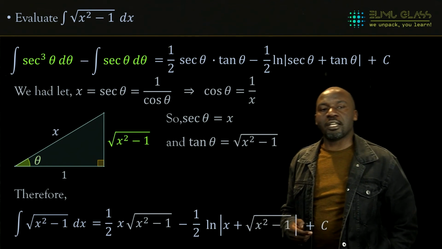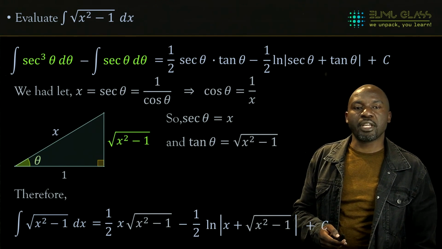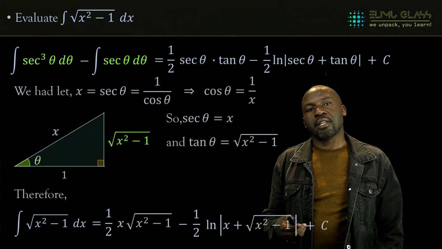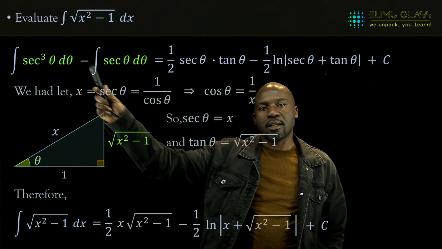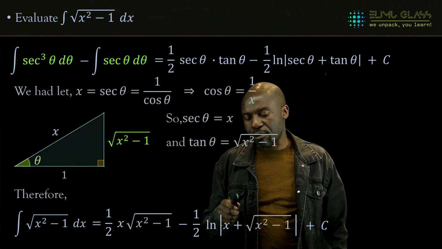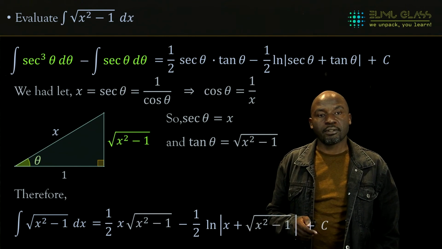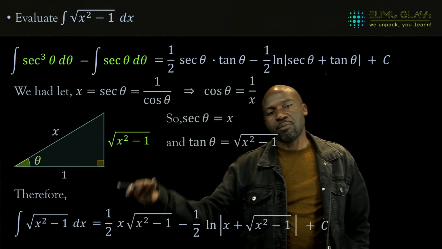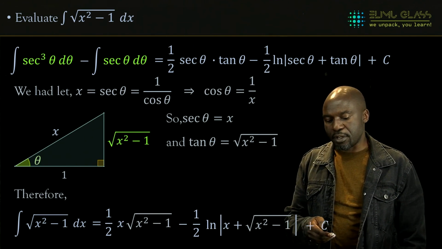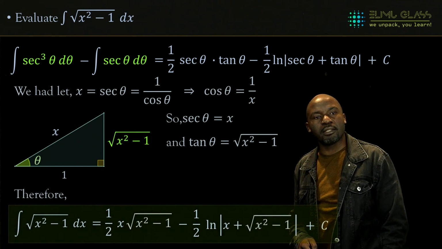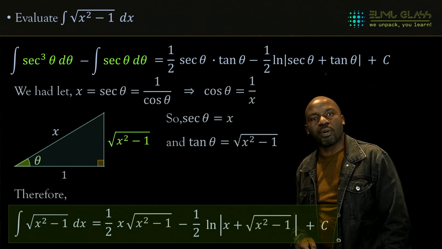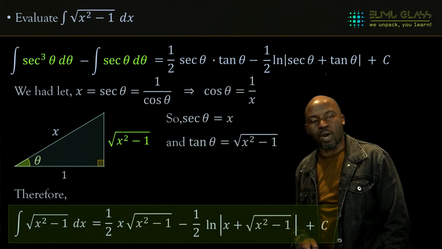So if you're starting this completely from the beginning, then you would need to remember the integrals of secant cubed and sec of theta. Otherwise, if you know that, then it makes life here very easy. All right, so this is the integral of the square root of x squared minus 1 dx.